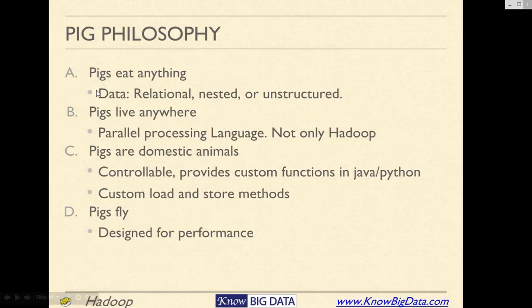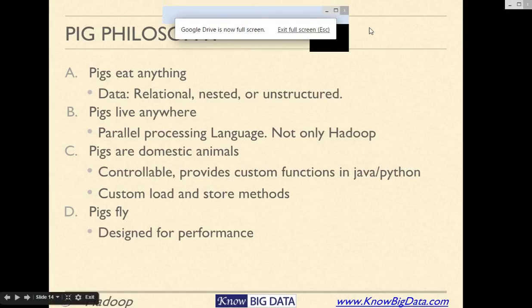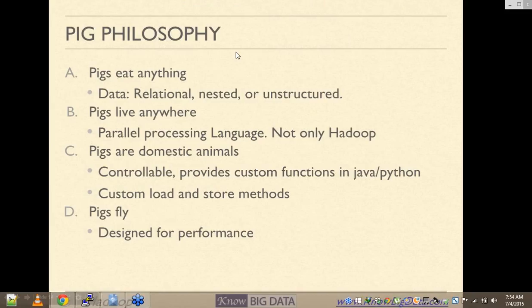So what is the philosophy of Pig? The philosophy of Pig is that Pig eats anything, right? It will work with structured, unstructured, semi-structured data, anything. So Pig basically eats any sort of data. Pig lives anywhere, right? Pig was initially designed for Hadoop, but now they're making Pig compatible with Spark as well. So it is not restricted to Hadoop. It can work with Spark as well.